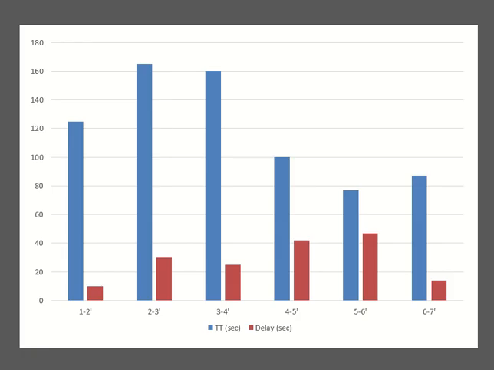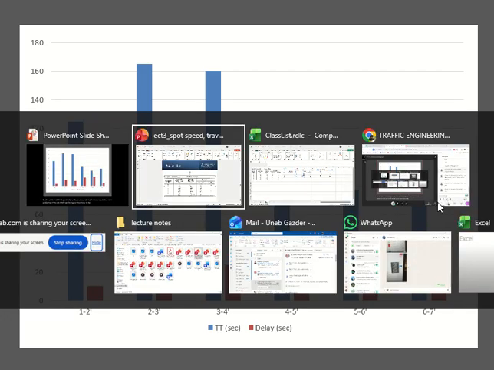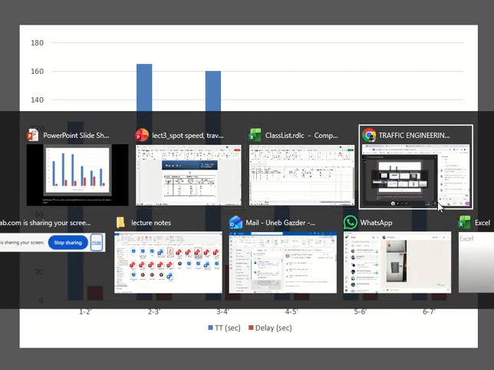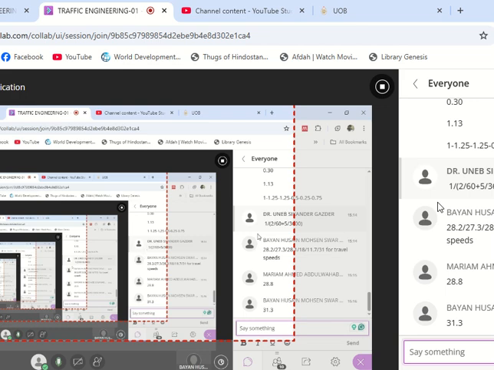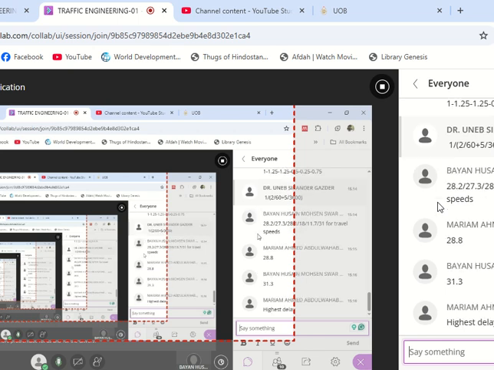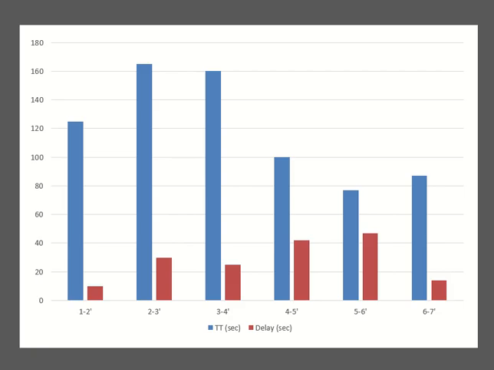So which one do you think is more problematic? The one which has the highest travel time or the one which has the highest delay? Which one is more problematic for us and for the drivers? Yes, the one which has the highest delay, because the highest travel time could be because of the length, or could be because of the design speed of the highway.